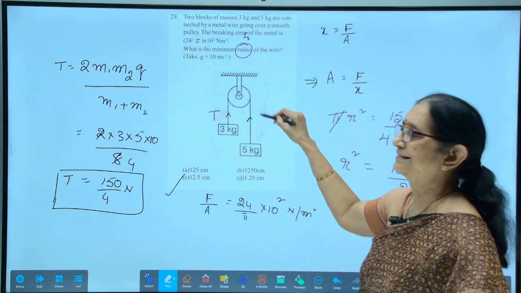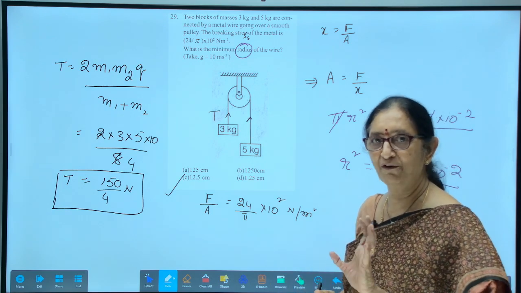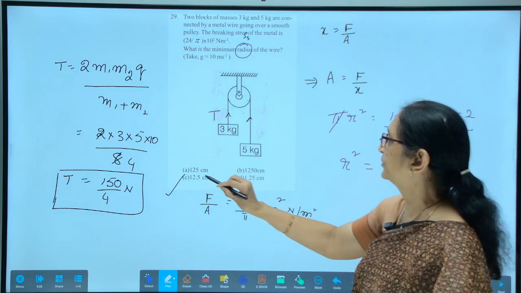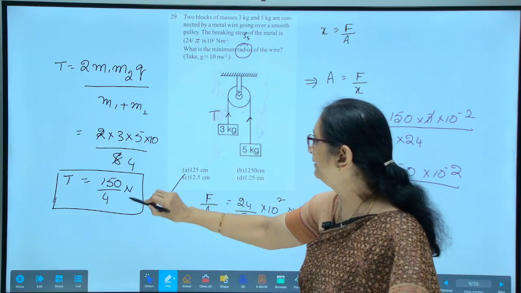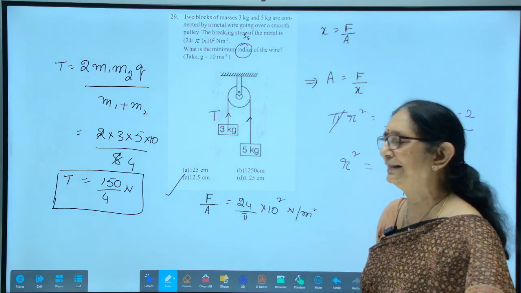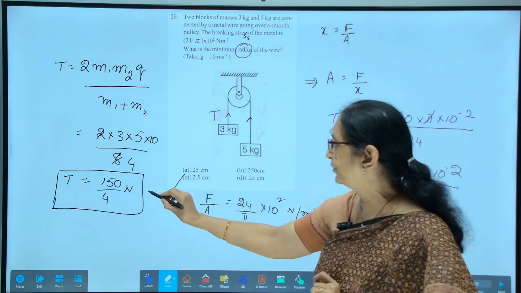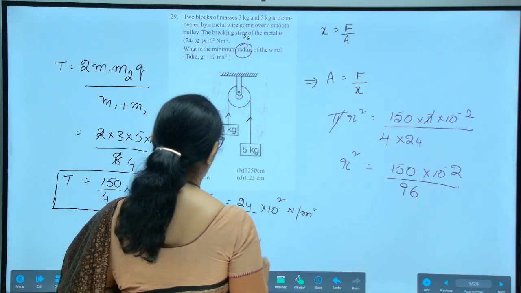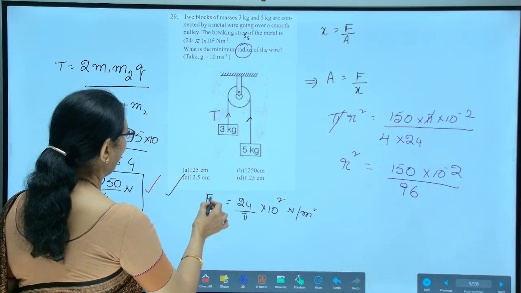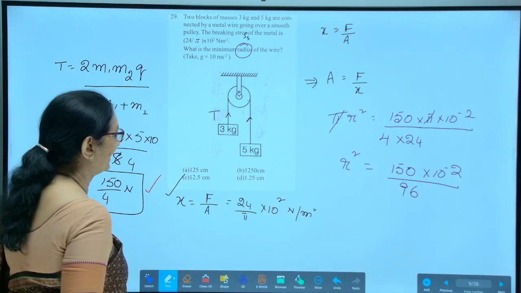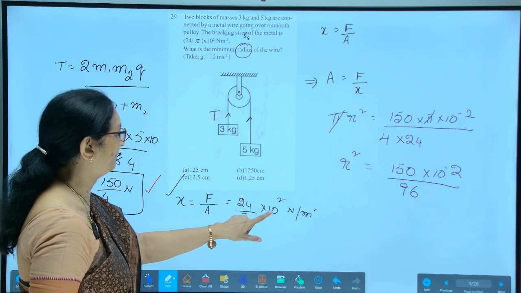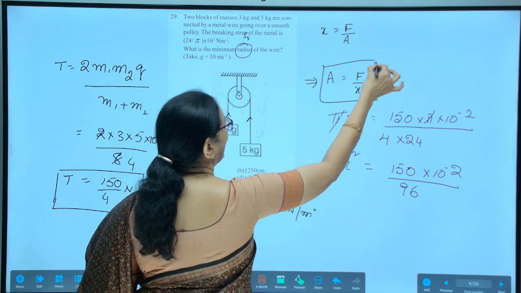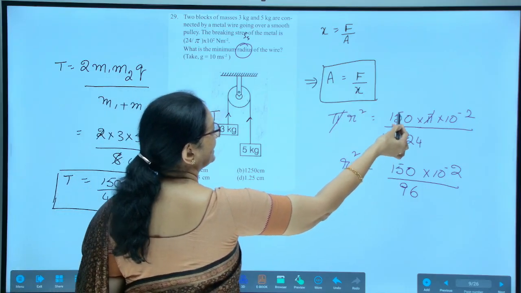See here, this is Atwood's machine. We know pretty much well the formula for tension in the string, 2 m1 m2 g by m1 plus m2. So 3 into 5 into 10 by 4. So the tension in the string created is 150 by 4 Newton. That is nothing but restoring force developed in the string. Now come to this point. F by A, let us take it as breaking stress, is given as 24 by pi into 10 square Newton per meter square. A is equal to F by X. So pi r square is F by X.